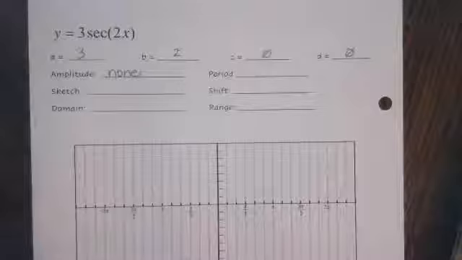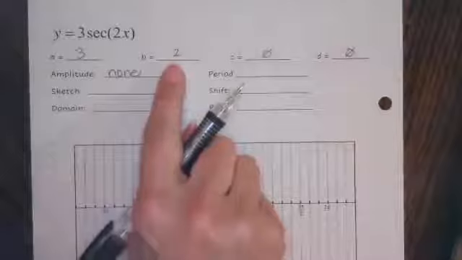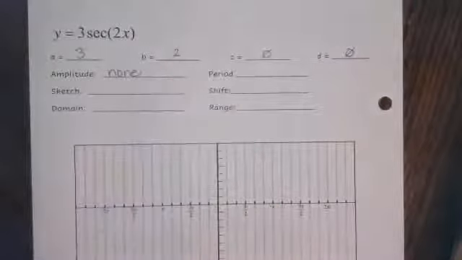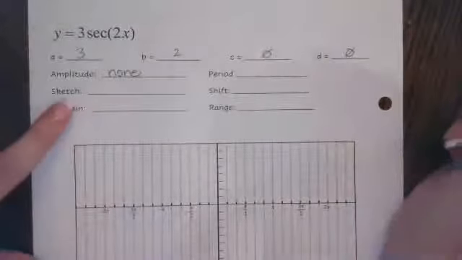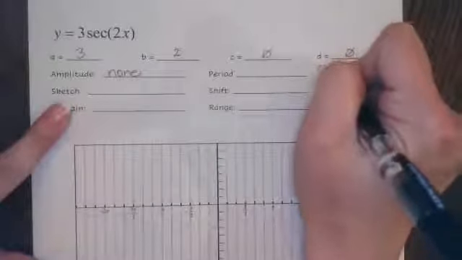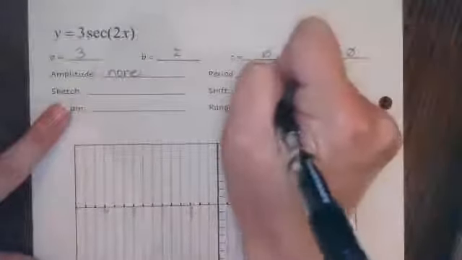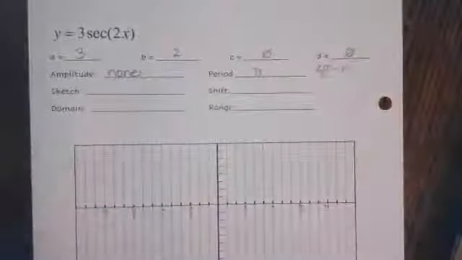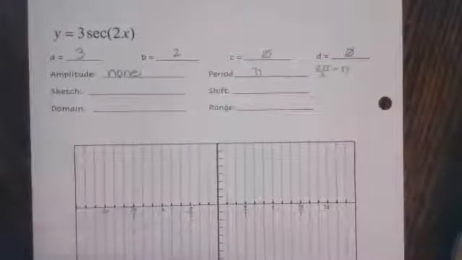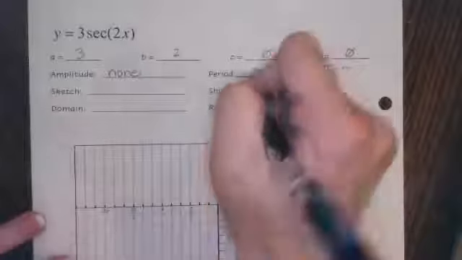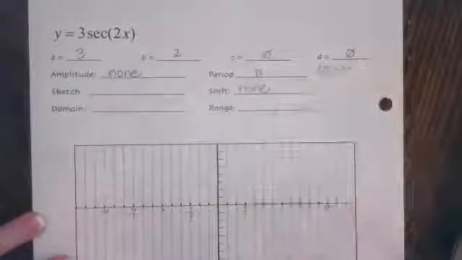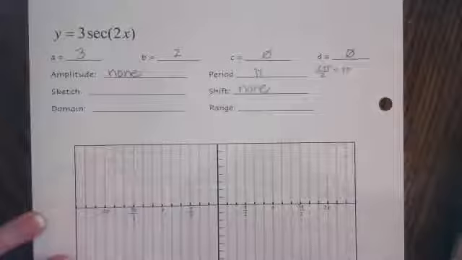So just like with the cosine and sine, we take that 2 pi and we divide it by the B value. So I'm going to go ahead and take 2 pi and divide it by 2 here, and we get pi. So this one's going to have a period of pi. That means a full cycle is going to occur within that pi. For our shifts, we've got none, since this had no C or D. We're going to go ahead and sketch the graph down here.